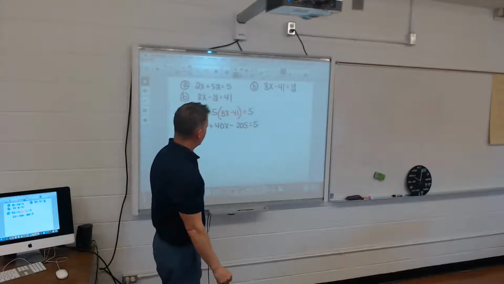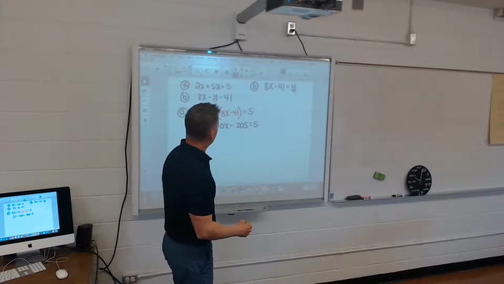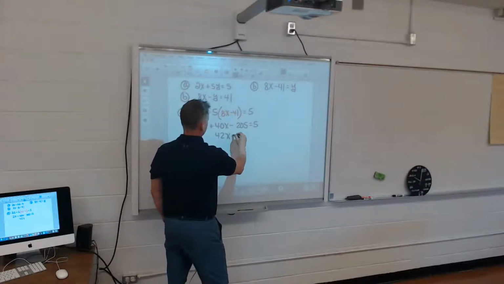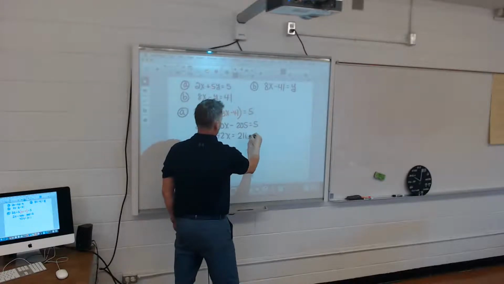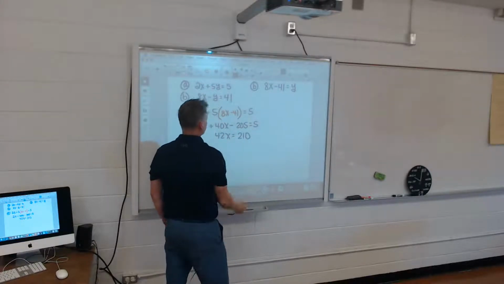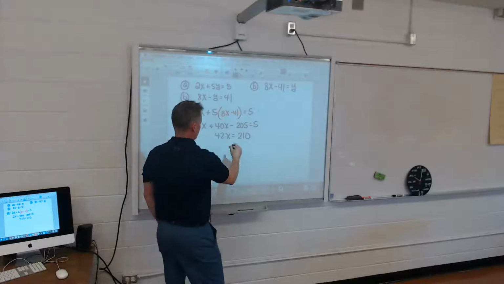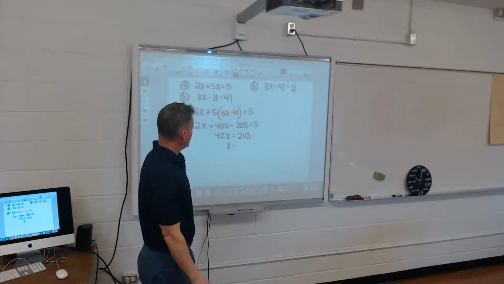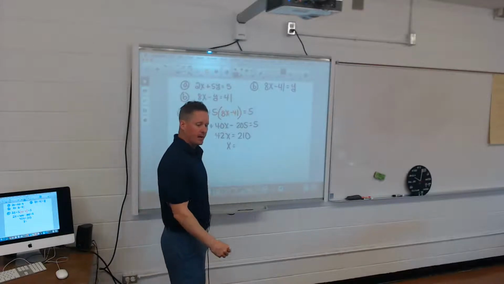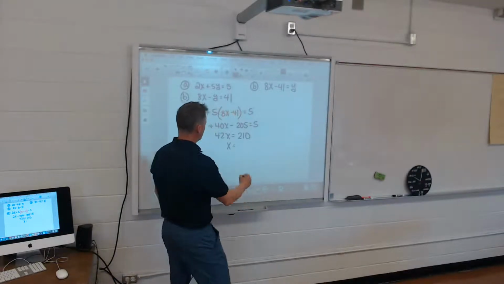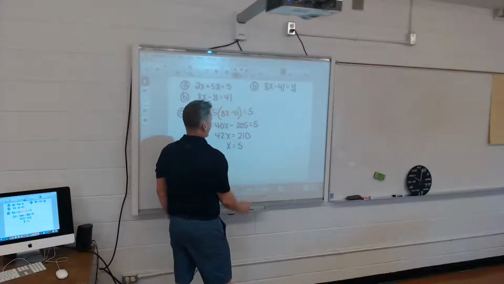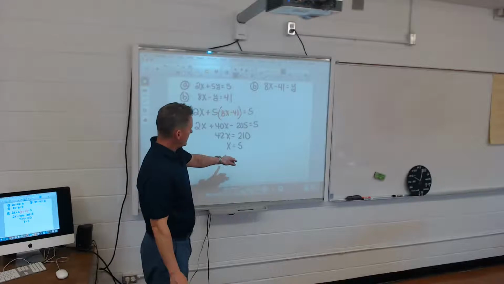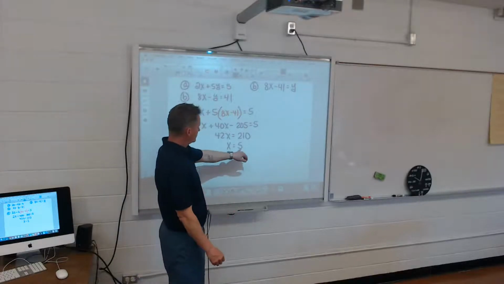Okay, so now what I'm going to do is I'm going to collect my like terms. And I add the 205 to this side. So now I have 42x equals 210. When I divide 210 by 42, I get 5. So I know that the x value of the intersection point is 5.